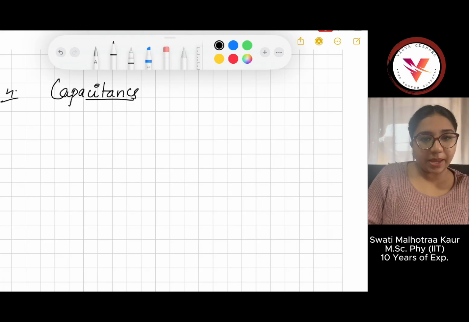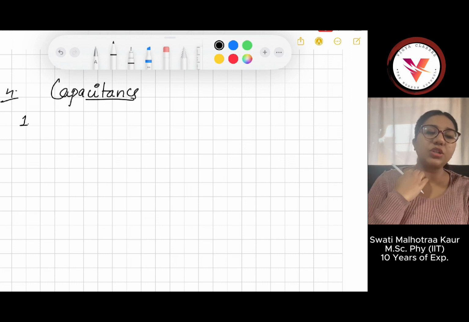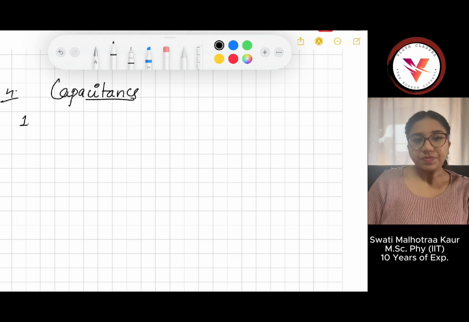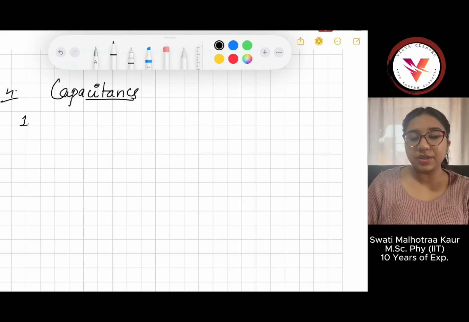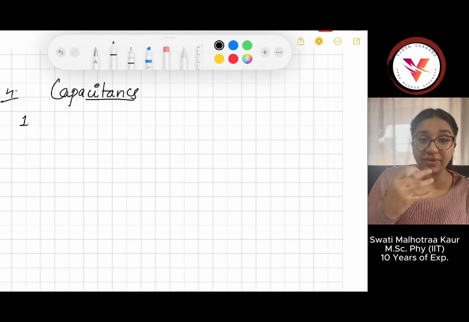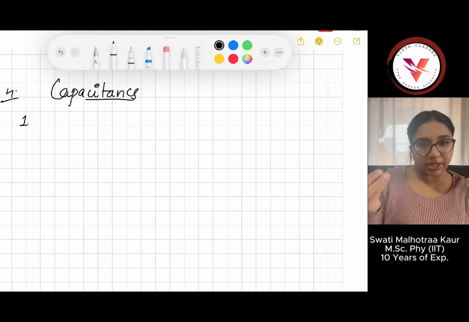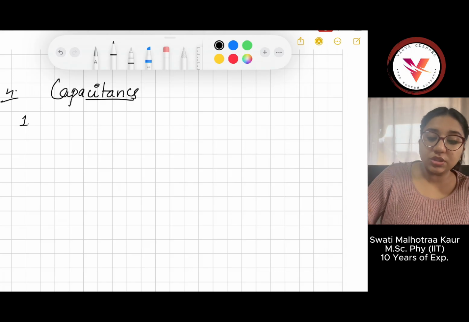Okay. So in the capacitance, the first, the capacitance is basically the capacity of a conductor to hold charge on its surface or to store energy between them in the form of electrostatic potential energy. So basically, it's a storing device and it stores energy in the form of electrostatic potential energy. Okay. So in this, the first important topic is the parallel plate capacitor.